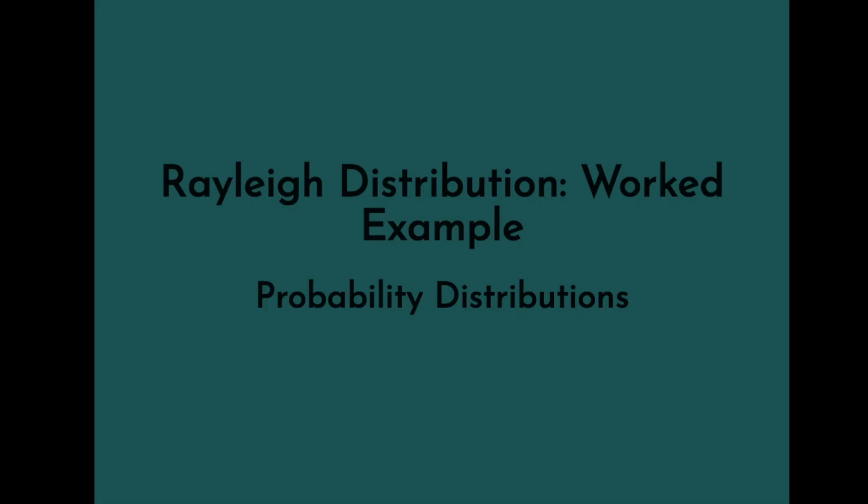Okay, so the probability interval. What we have to do here is calculate the probability that the wind speed is between 2 meters a second and 5 meters a second. So the probability of 2 being less than or equal to v less than or equal to 5. Just rearranging that, we would say the probability of v less than or equal to 5 minus the probability of v less than or equal to 2.